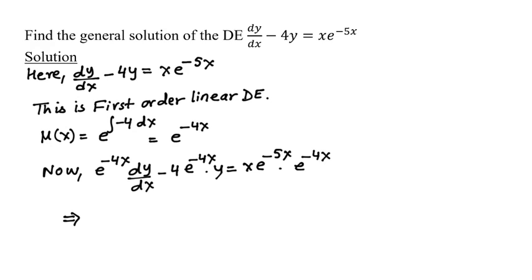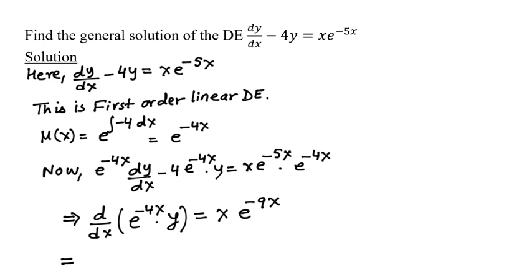Applying the reverse product rule on the left hand side, you get d over dx of mu of x, which is e to the negative 4x times y, equal to, on the right hand side, we get x times e to the negative 5x multiplied by e to the negative 4x. We have the same base, so the exponents can be added together, e to the negative 9x.